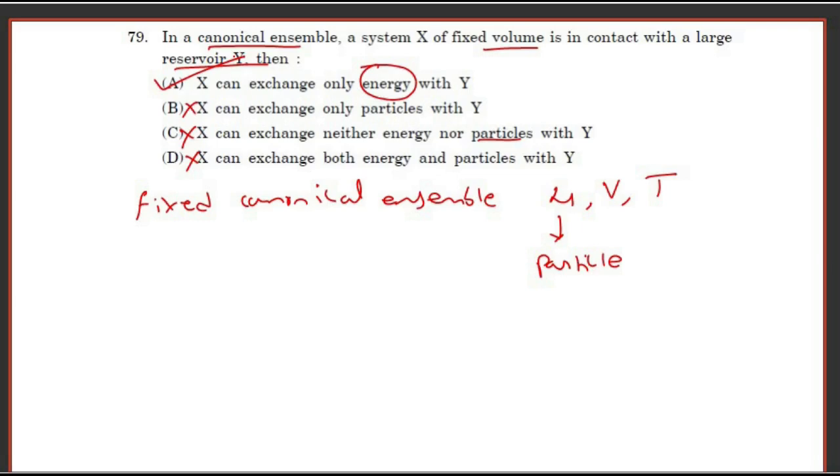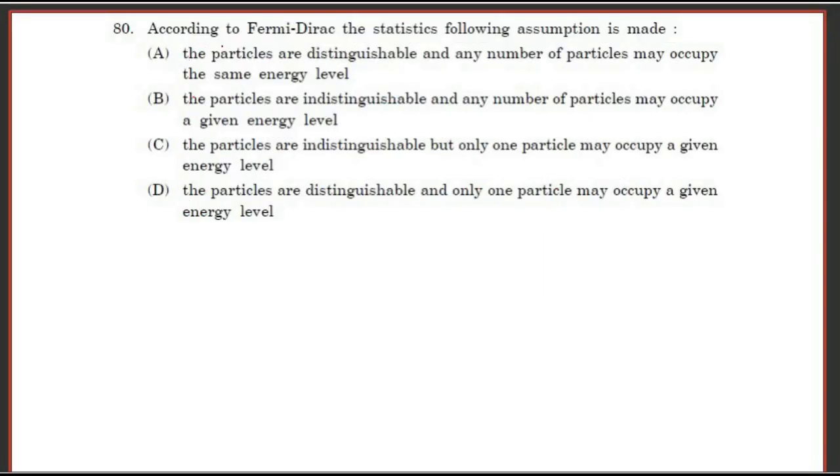Energy is only exchanged. According to Fermi-Dirac statistics, the following assumption is made. Here in Fermi-Dirac statistics, the particles are indistinguishable. But only one particle may occupy the given energy level, and that particle is nothing but a fermion. That is an electron, which is called a fermion, that occupies the energy level and is an indistinguishable particle. You have to remember.